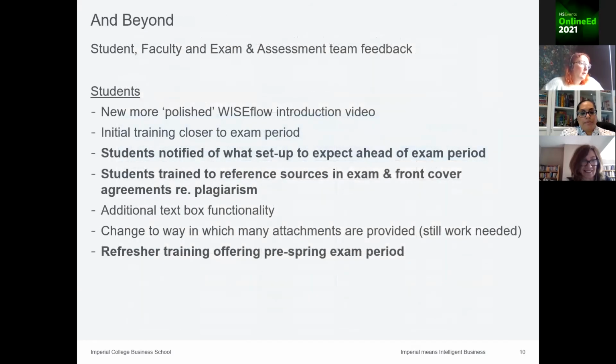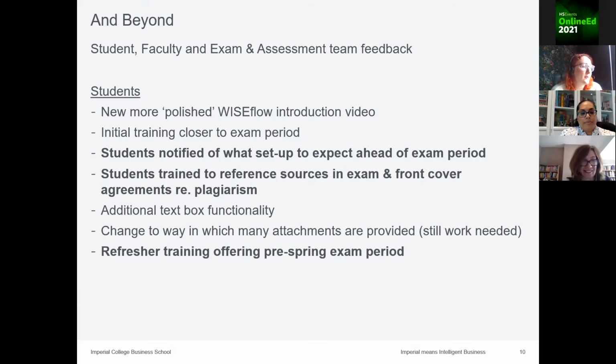And then looking forward and learnings from what we have experienced. I won't go through everything, but from a student point of view, having got some feedback from all the different stakeholders, we are now notifying students of what to expect in terms of how the exam will be set up in Wiseflow ahead of each exam period. We've trained them to reference sources in their exams, and there's also a couple of agreements they have to tick on the front cover page about plagiarism and referencing.